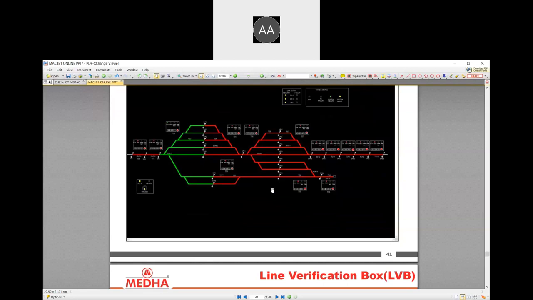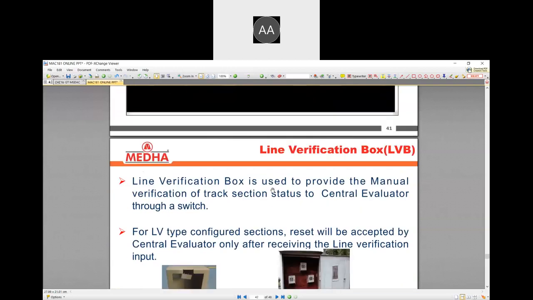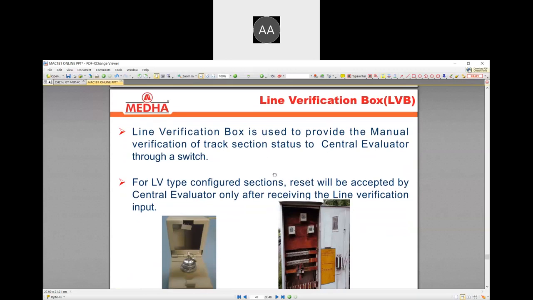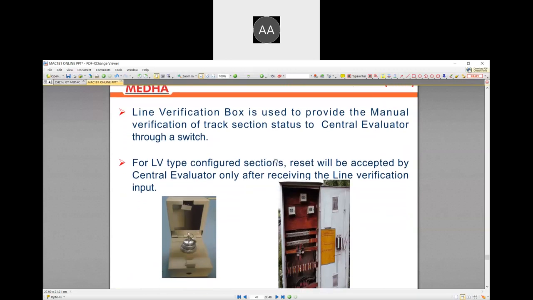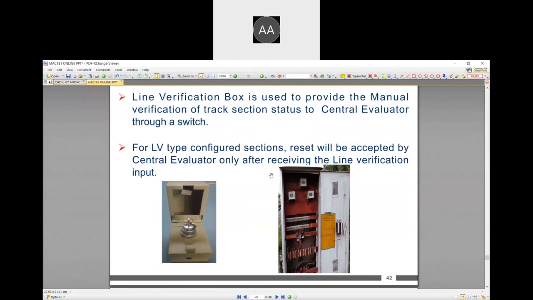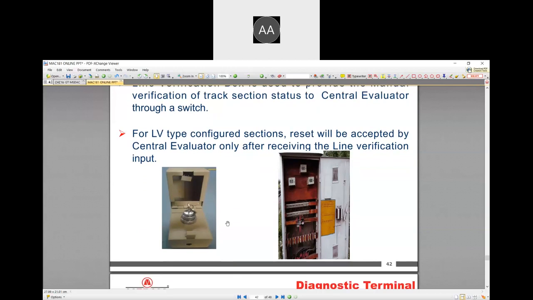The next subsystem is the line verification box, which will be used to reset after a verification is done. Basically this will be used after manual verification in order to reset the particular track section. So this line verification box, along with the key, will be provided to go for manual reset.